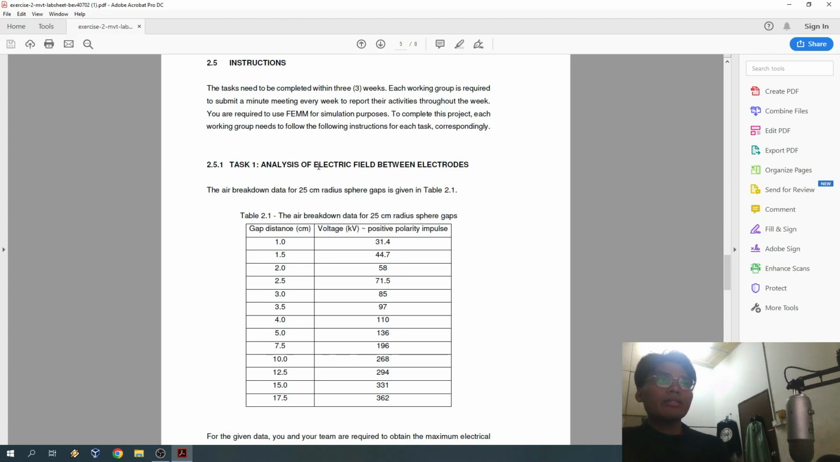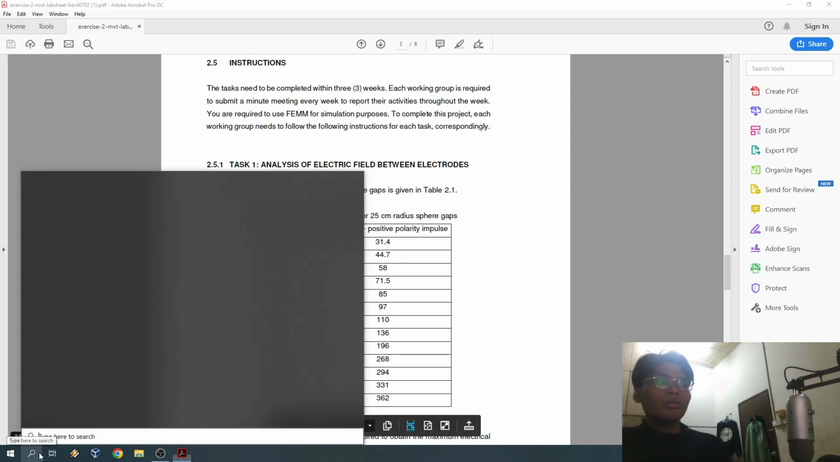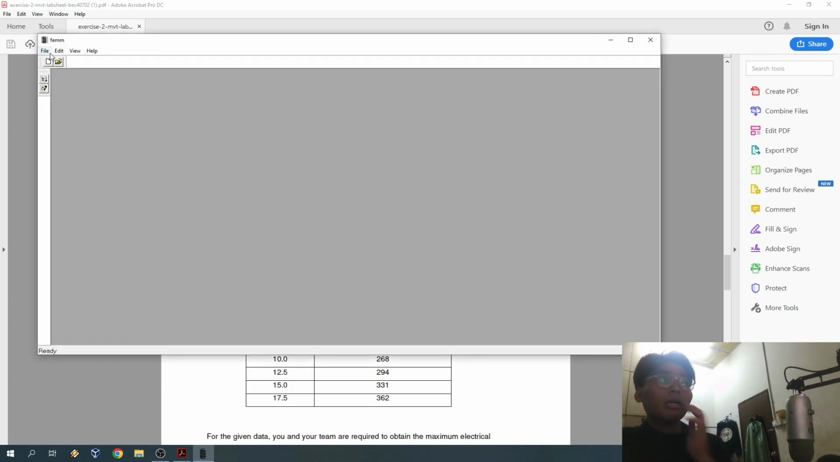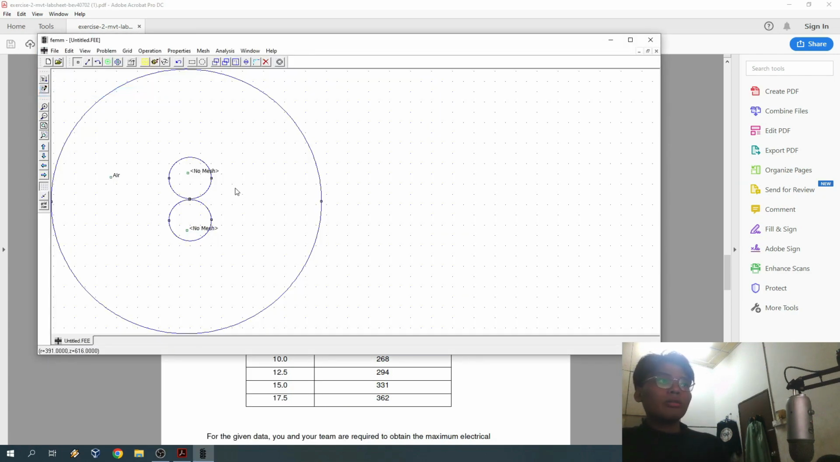Task 1, which is the analysis of electric field. So we need to do a simulation using the FEMM simulation, where we need to see two electrodes with a gap distance, and to see how is the density of flux and then the voltage of the electrode.